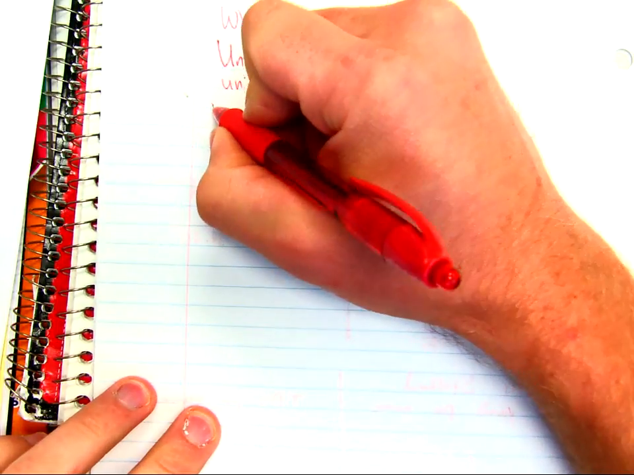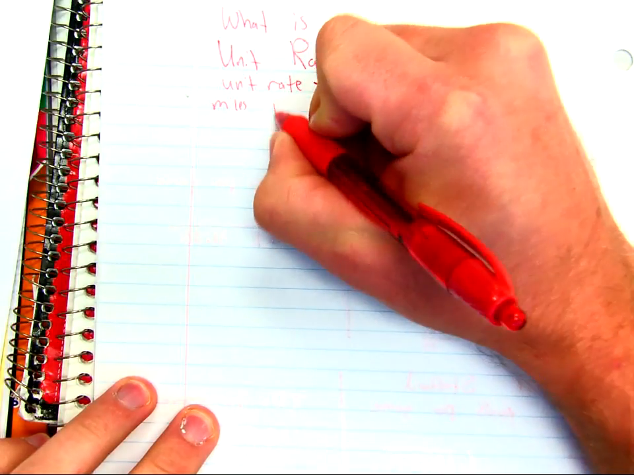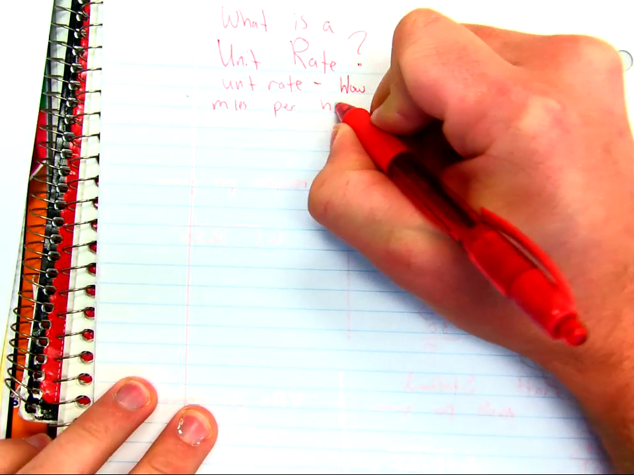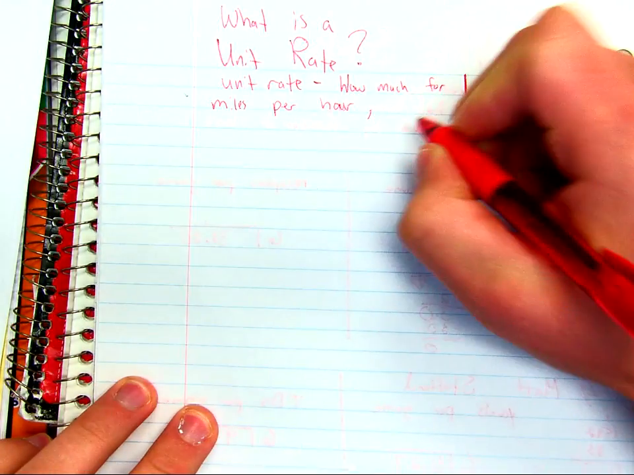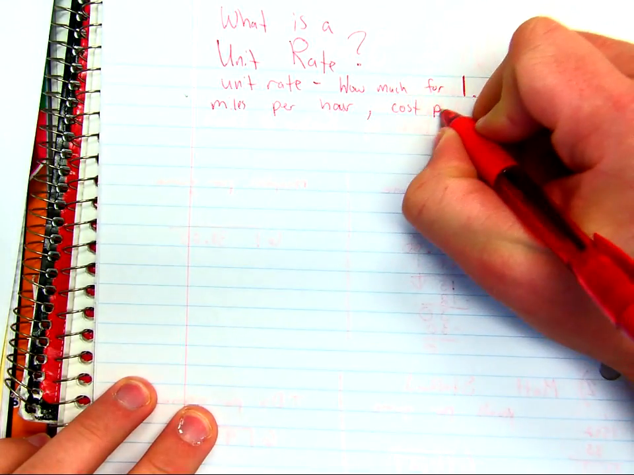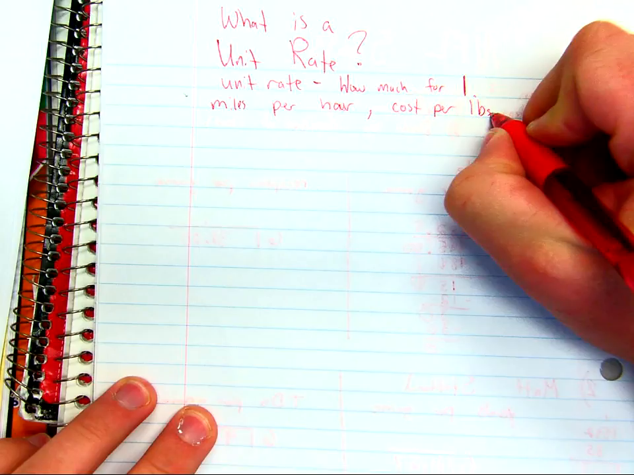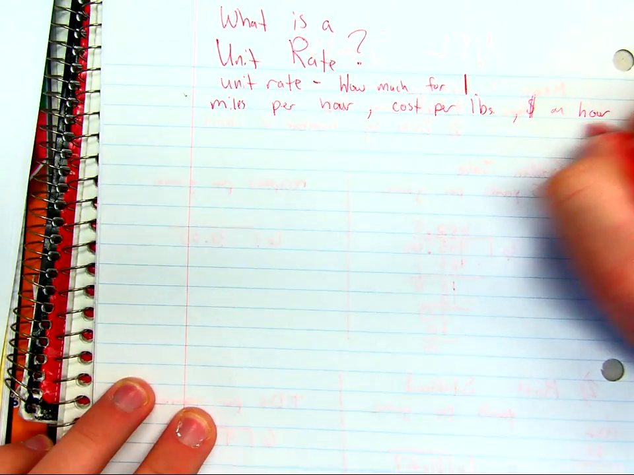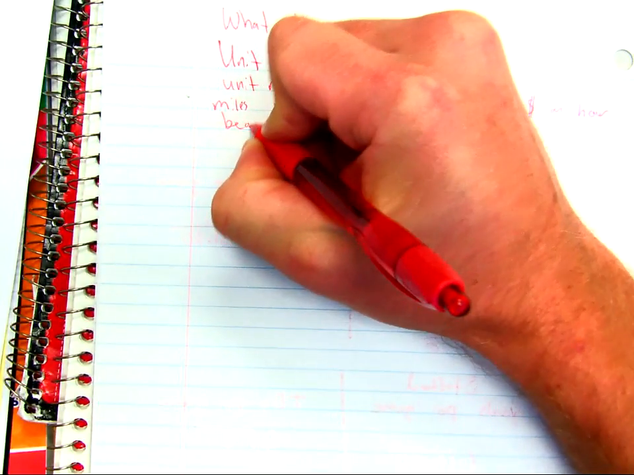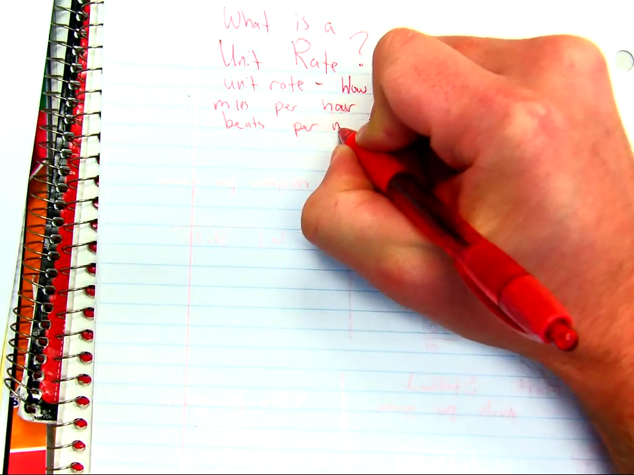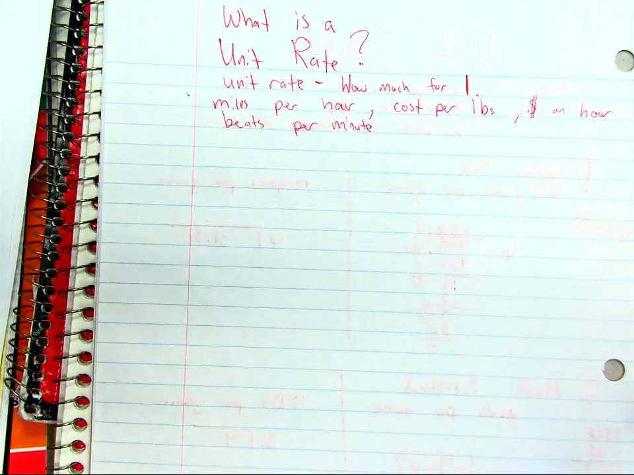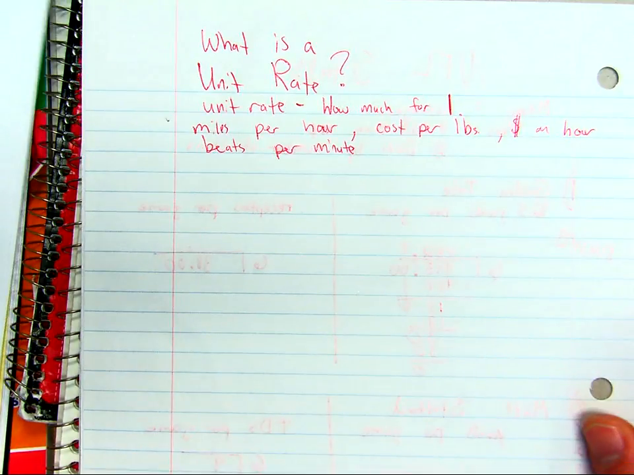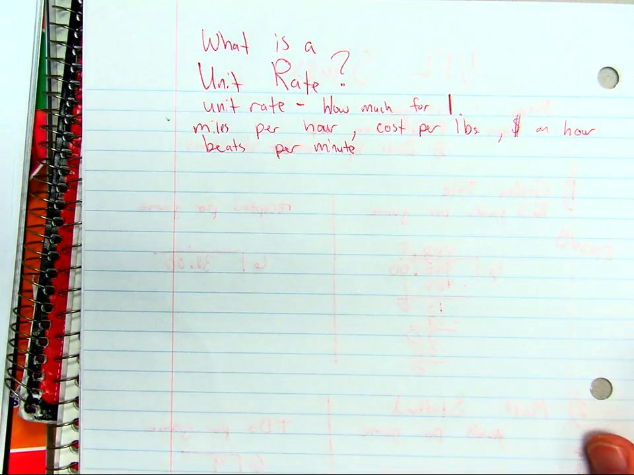A rate is a way to compare, and this unit rate is how much for 1 of those. Examples would be miles per hour, or cost per pound, right? Dollars an hour. How much money do you make each hour? Beats per minute, like your heartbeat. How many beats per minute? There's tons of them, but these would be examples of unit rates.